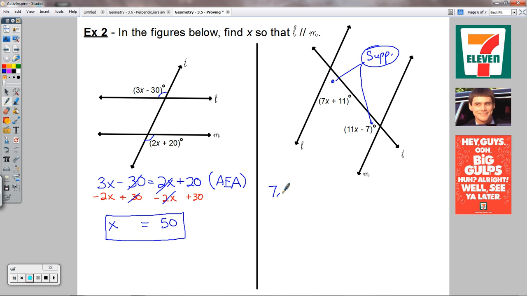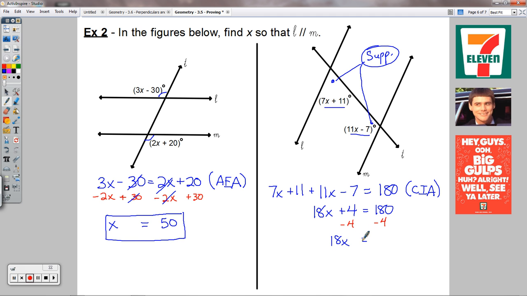So we could set up this equation for this problem. 7x plus 11 plus 11x minus 7 would have to equal 180 degrees. That would be CIA. And let's combine like terms here. It looks like we've got 18x plus 4 equals 180. If I subtract 4 from both sides, and then I'll divide by 18 for that last step, I'd get 18x here equals 176.